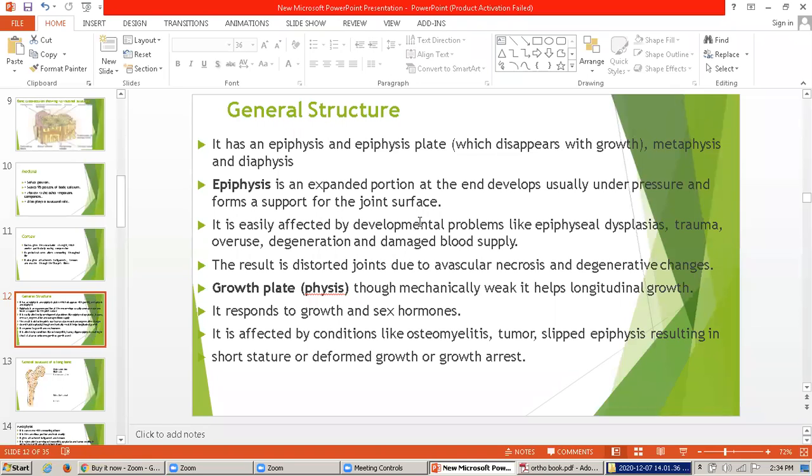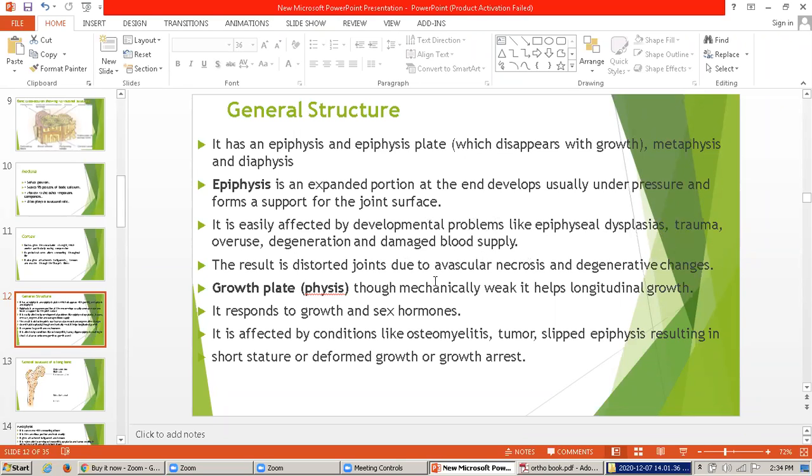So, the epiphysis is an expanded portion at the end, and it develops usually under pressure and forms support for the joint surface. So when there is a joint surface, the epiphysis gives support to that as an expanded portion. It is easily affected by developmental problems, trauma, overuse, degeneration, and when there is a damaged blood supply.